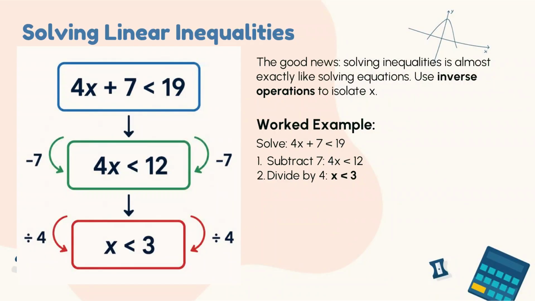The good news is that solving linear inequalities is very similar to solving equations. We still use inverse operations to isolate x. Let's look at the example. 4x + 7 < 19. First, subtract 7 from both sides. That gives 4x < 12. Then divide both sides by 4. That gives x < 3. So the solution is not just one value. It means any value less than 3 will make the inequality true.